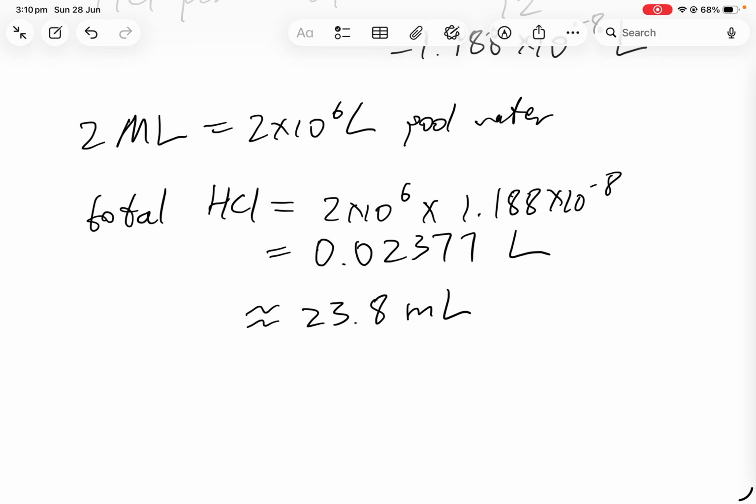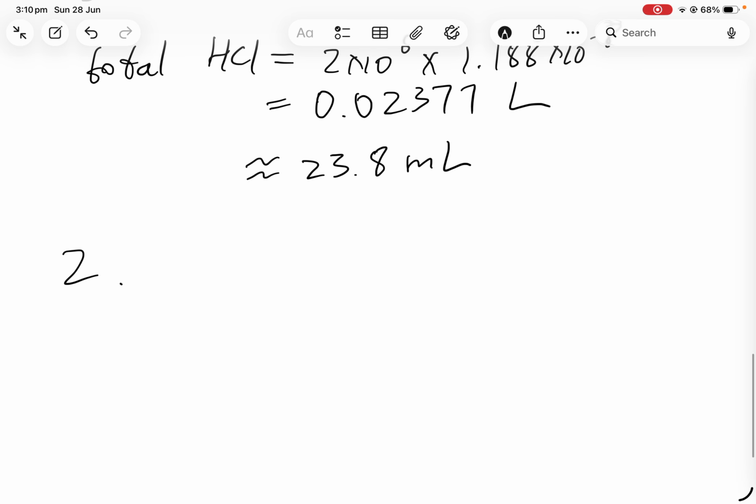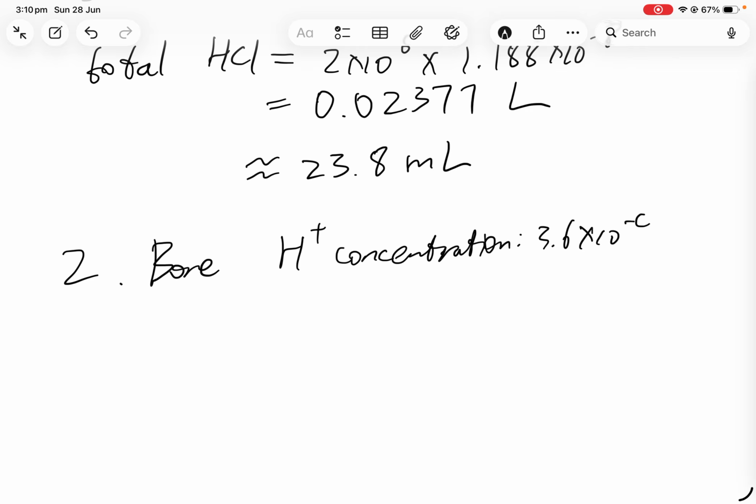Okay. Next question says, pool water with a hydrogen ion concentration of 3.6 times 10 to the power negative 4 moles per liter can be relatively acidic. So we have pool water, and I have a hydrogen concentration, H plus concentration of 3.6 times 10 to the negative 4 moles per liter. And this can make it unsuitable for irrigation. Oh wow, okay.